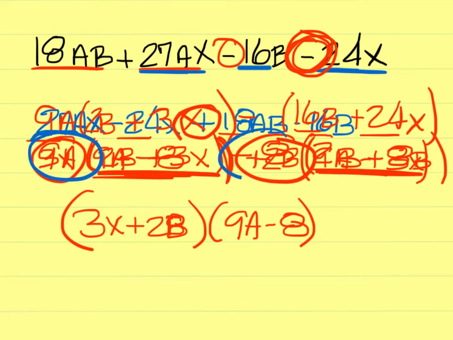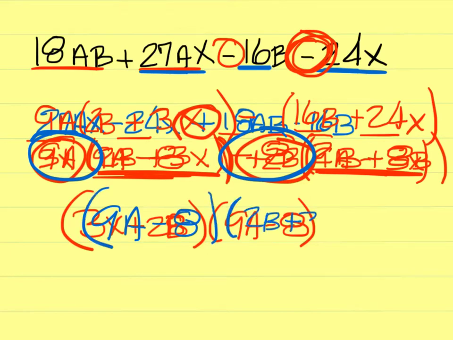So you have 9a minus 8 and then 2b plus 3x. Bring this up and drop it off.